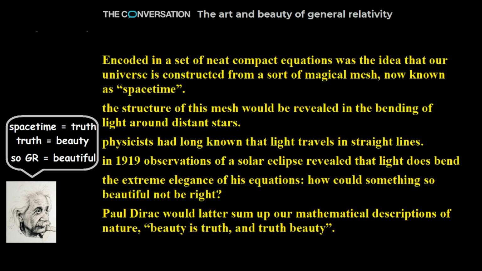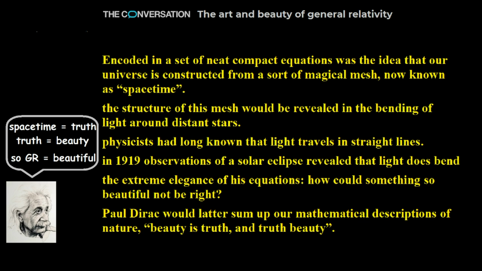This is from The Conversation, run by one of the United Kingdom universities. It says the following: encoded in a set of neat compact equations was the idea that our universe is constructed from a sort of magical mesh, now known as space-time. The structure of this mesh would be revealed in the bending of light around distant stars. Physicists had long known that light travels in straight lines.